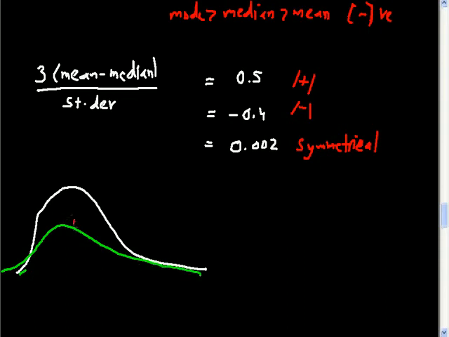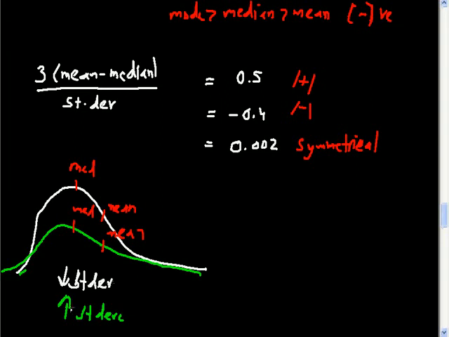Okay, now let's say both of these have the same median and the same mean. But the one in green actually has a higher standard deviation, because there is more variation than the one drawn in white. That has a lower standard deviation.